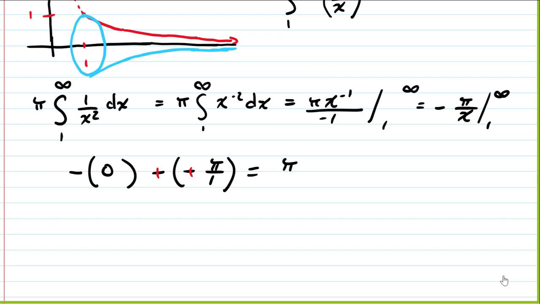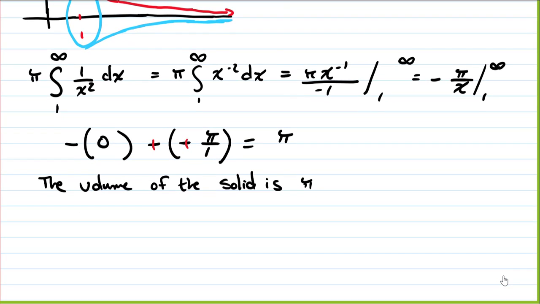So the volume of the solid is pi. Okay. So the volume of 1 over x on the interval 1 to positive infinity is pi. So that integral converges, so we say that the volume is pi cubic units. So let's go to the next part.